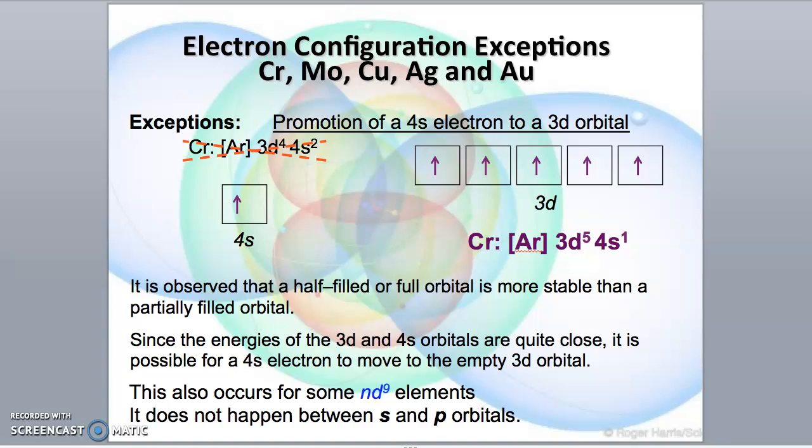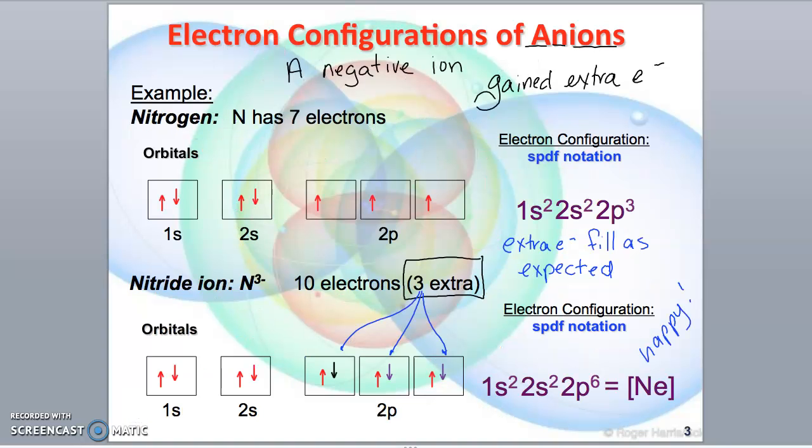There are some exceptions to the fill order described in the previous slide. The ones you're responsible for are listed, and all of these differ from what would be expected by promoting an electron from the s orbital to the d orbital. The correct noble gas SPDF notation for chromium is shown. Be able to recognize the exceptions as they make excellent test questions.